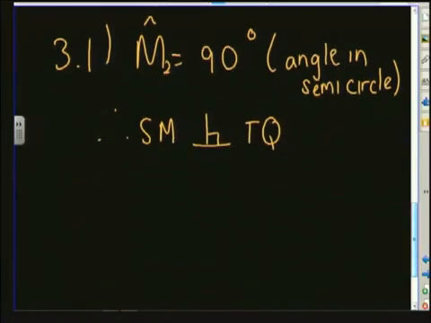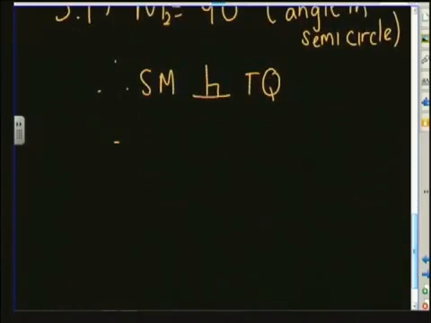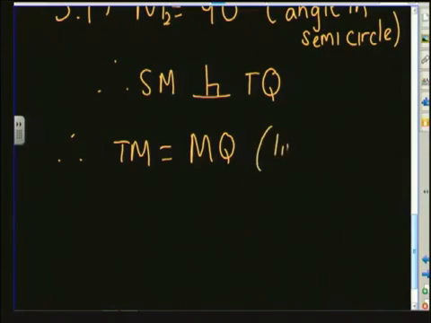And if SM is perpendicular to TQ, and looking back at your diagram, we knew that S was the center of the circle, we know line from center perpendicular to chord bisects the chord, so therefore we can say TM is equal to MQ. All right, and your reason there is line from center perpendicular to chord.